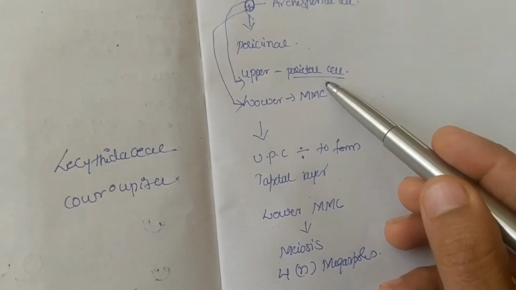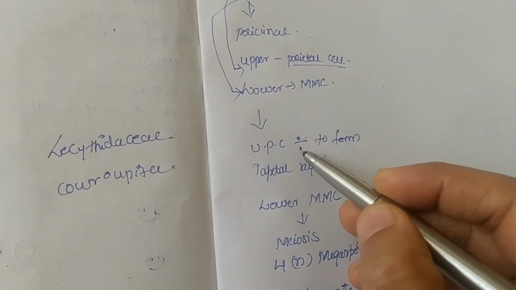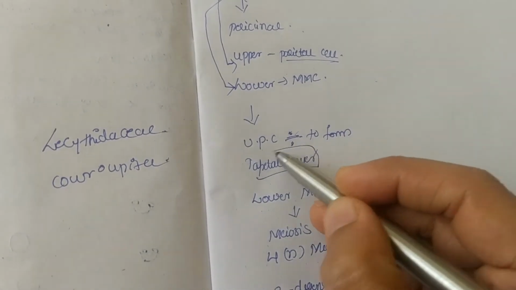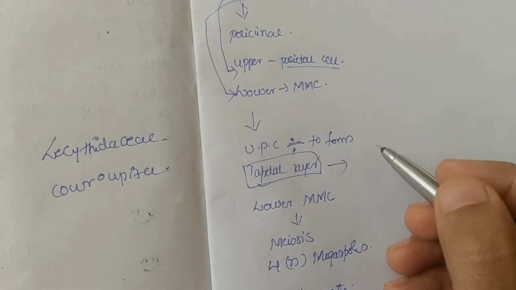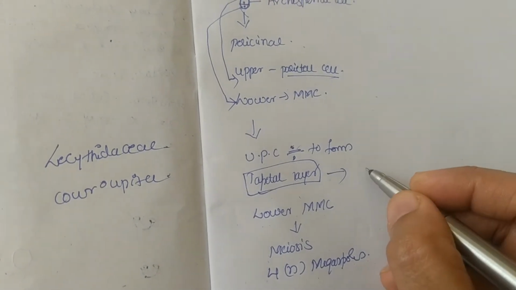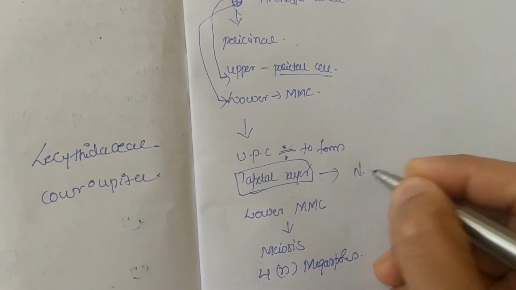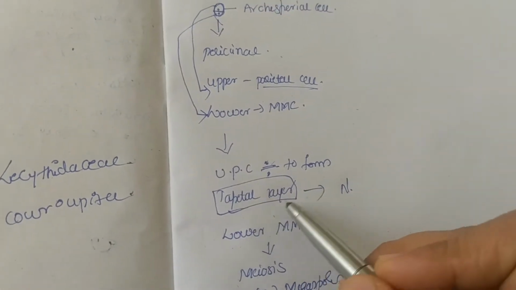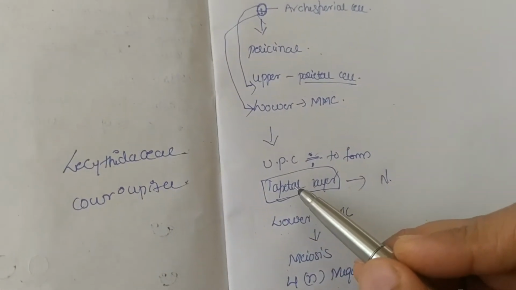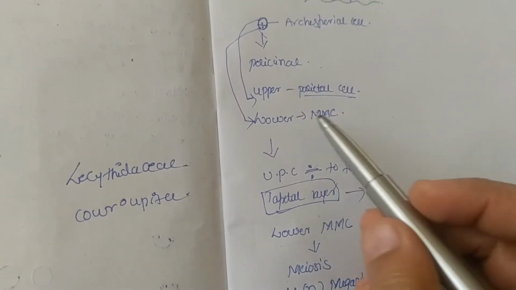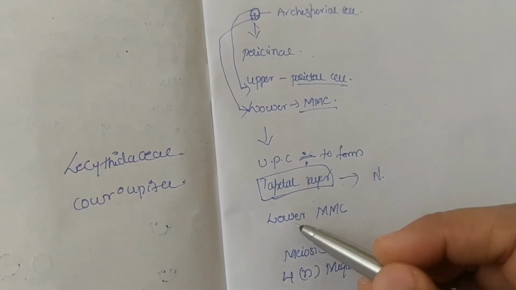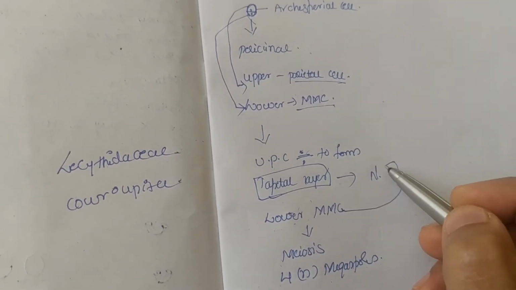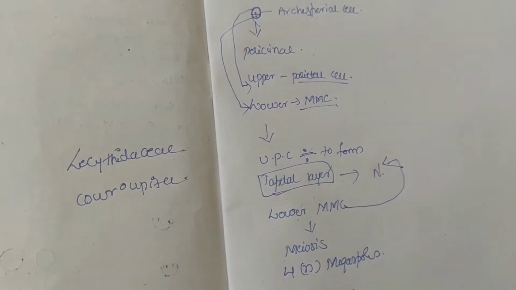Now this upper parietal cell is going to divide and form what is called the tapetal layer. This tapetal layer is nothing but tapetum, which is rich in nutrition. It is going to provide nourishment to the growing megaspore mother cells. Here these megaspore mother cells are going to take nourishment from this tapetal layer.